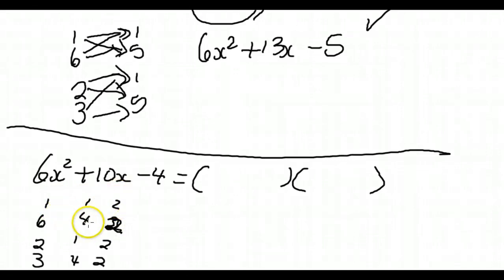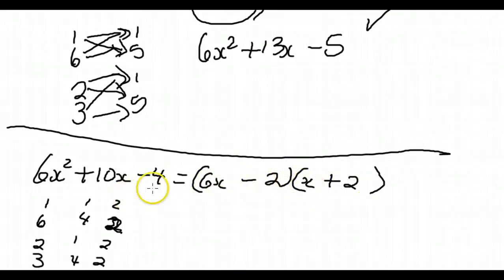So that 12 and 2 can differ by 10. Okay, so I can do a 6x and an x here. That'll give me 6x squared. I want a plus 10x, so I'm going to go plus 2, and over here minus 2, giving me 6x squared plus 12x minus 2x is plus 10x, minus 4, right?